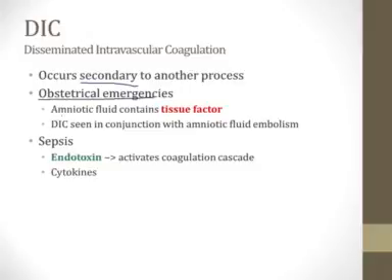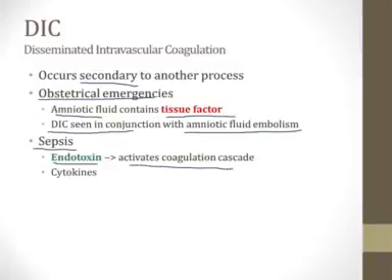One of the reasons for this is that amniotic fluid contains tissue factor, which can activate the coagulation cascade, and for this reason, DIC is often seen in conjunction with a rare complication of pregnancy, which is amniotic fluid embolism. DIC also commonly occurs secondary to sepsis. One of the reasons for this is that many bacteria contain endotoxin, which can activate the coagulation cascade. In addition, when patients are septic, they often have very high levels of cytokines, and this can trigger DIC.